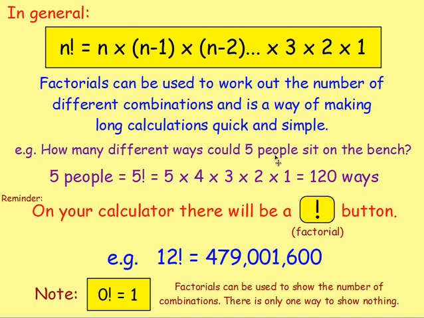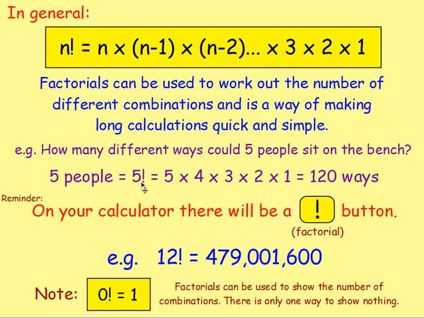For example, how many ways could 5 people be seated on a bench? Well, the first person would have a choice of 5 empty seats. The next person would have a choice of 4 empty seats. The next person would have a choice of 3. After that, they would have a choice of 2. And the last person would only have 1 choice. So to work that out, you do 5 times 4 times 3 times 2 times 1, which will give you 120 ways. A quick way of writing that is to write down the number 5, but put an exclamation mark after it. The exclamation mark is read as 5 factorial.